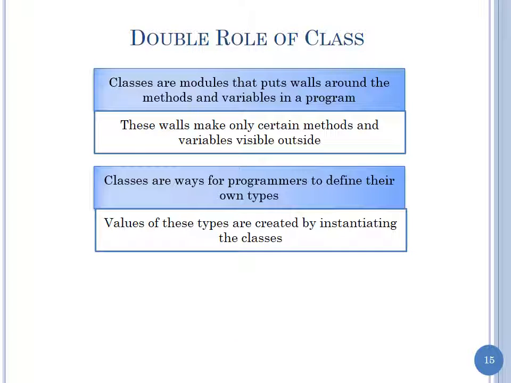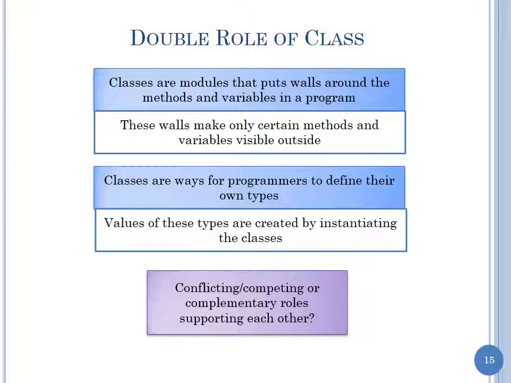So, the double role of classes. Classes are modules that put up walls, and classes are ways for programmers to define their own types. Actually, I asked a question about this particular example a little too early. So before we go to that, let me try to unite these two definitions. I said they have double roles. Is there some unifying abstraction that combines these roles?